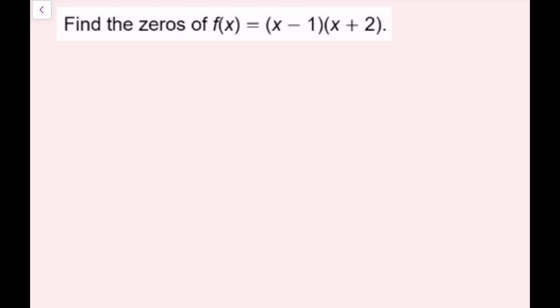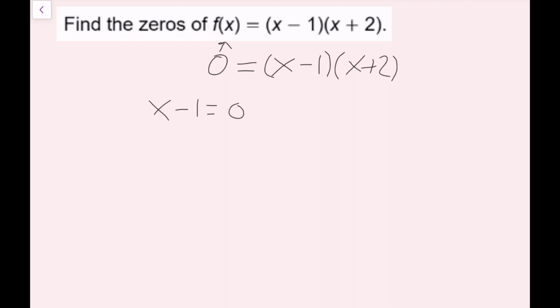Once I plug in 0 for this, it actually becomes a zero product property problem, and that's something we've been doing for a while now. So this is 0 equals x minus 1 times x plus 2. You can set both of these equal to 0, or you can just do them in your head. What numbers are going to make these two expressions equal to 0? Then if I multiply 0 times anything, I'll get 0.